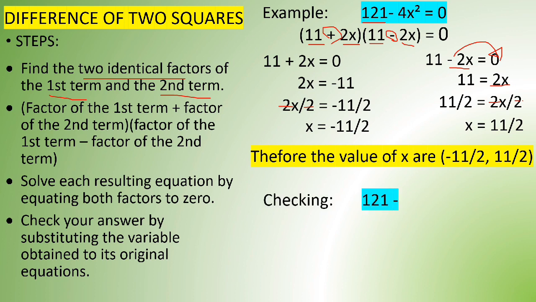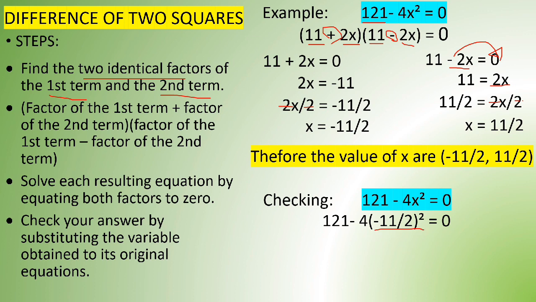Check na natin siya kung tama ang ating sagot. So, kopyahin lang ang original equation which is 121 minus 4x squared is equal to 0. And then, i-substitute natin one of these. Isa lang kasi we do not have enough space. So, 121 minus 4 times, okay, gagamitin natin si negative 11 over 2 squared.